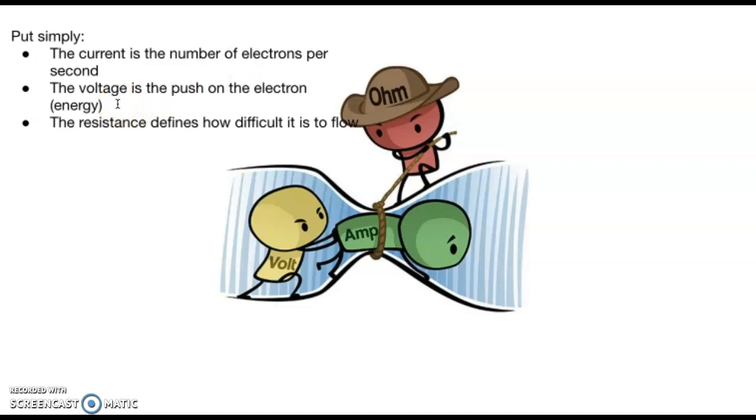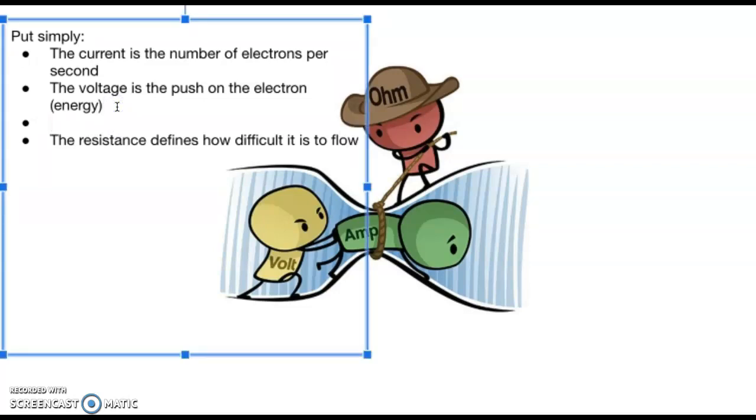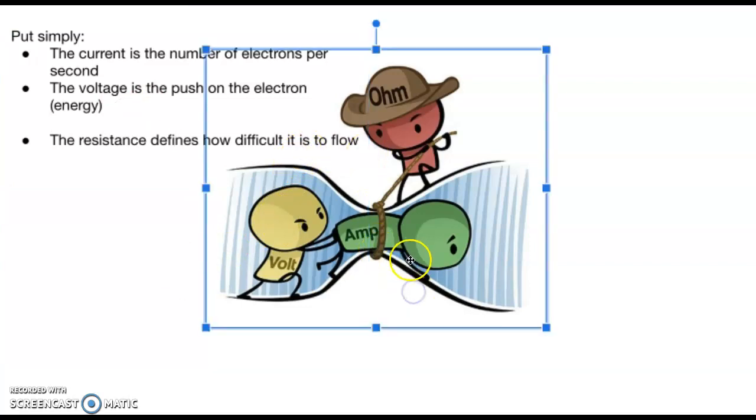Voltage is the push on the electron. It's the amount of energy that it's carrying. The last quantity is resistance. Resistance is how difficult it is for the current to flow. It expresses the difficulty of getting the current through a certain component. The more resistance a component offers, or a section of a circuit has, the more difficult it is for the current to flow through it. And this affects the current in the whole circuit.